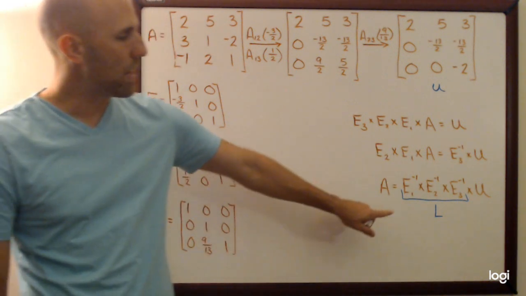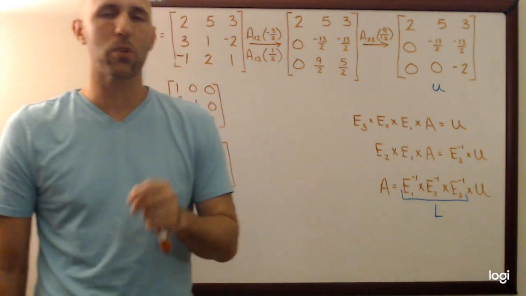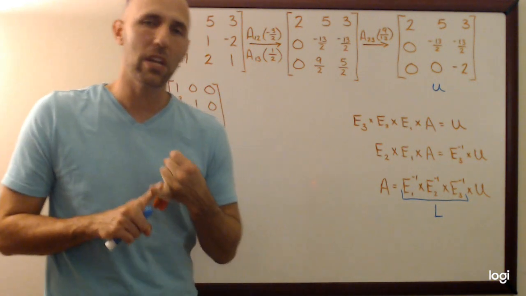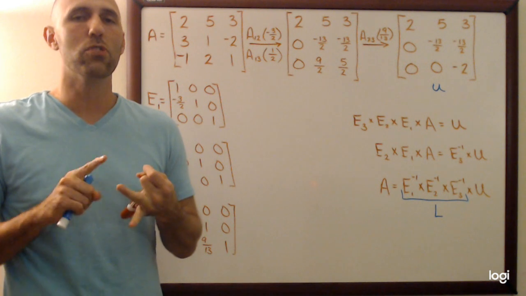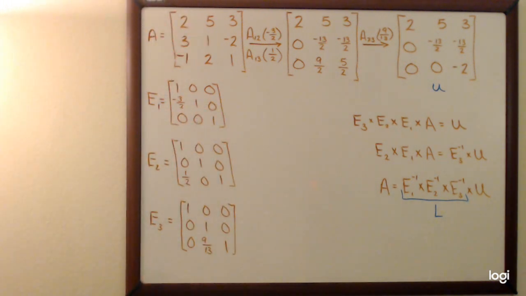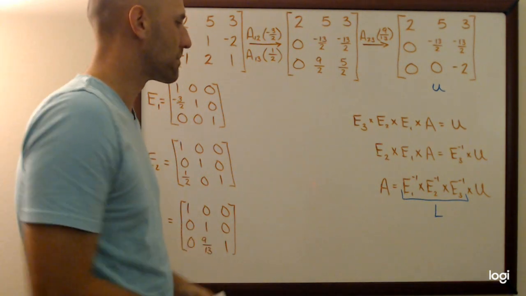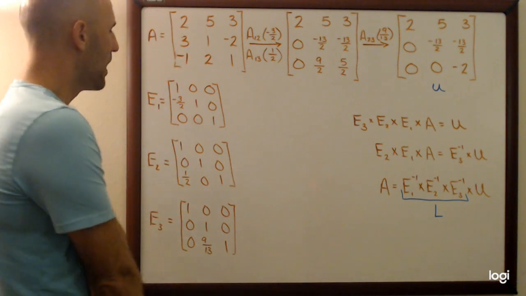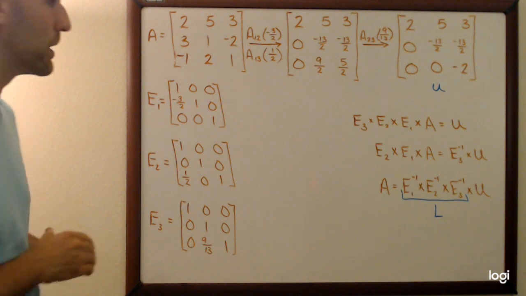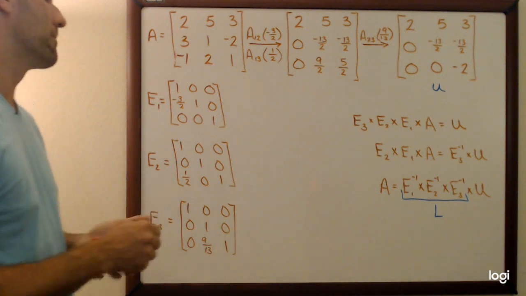The way you can make sure that this product is always lower triangular is by making sure that you don't use permutation and that you don't add a multiple of a row to a row above it. Okay? Well, this is fantastic, right? We already did that, so the product of these should come out lower triangular, but we need to figure out exactly what it is.